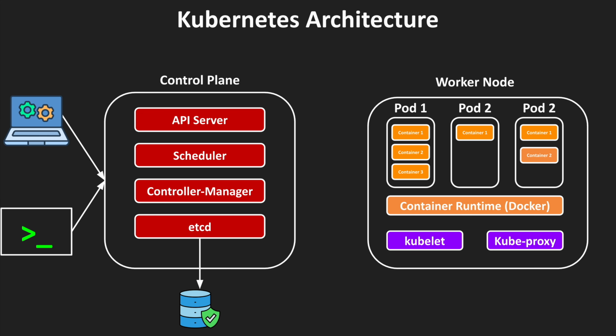Let's take a look at the Kubernetes architecture. On the very high level, we have two main parts. The first one is the control plane, and also we have a worker node. The control plane makes all the decisions, and the worker node does all the work.